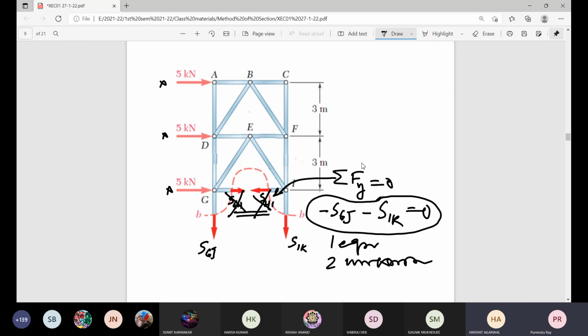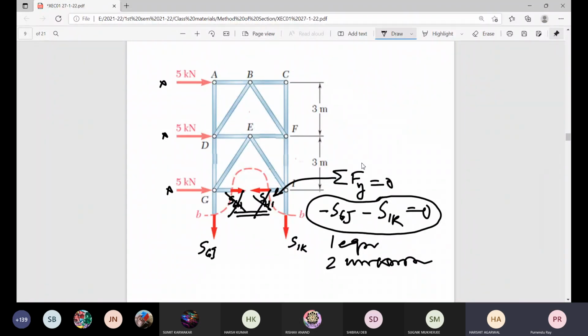Is it possible for you to find the value of these two members, Sgj and Sik? The only thing you can get is a relation that these two are of the same magnitude but opposite direction, opposite nature. But that's all, nothing more than that. So sigma Fy is equal to 0, but you cannot get the exact value of these two members. Sigma Fx equal to 0 will not include this, so it will not help you to find out Sgj and Sik.